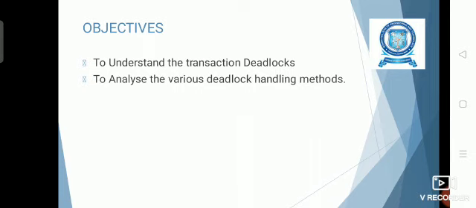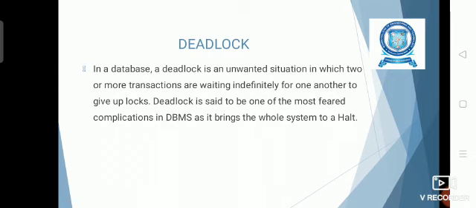First of all, let us see what is meant by a deadlock. In a database, a deadlock is an unwanted situation in which two or more transactions are waiting indefinitely for one another to give up locks. Deadlock is said to be one of the most feared complications in database management systems, as it brings the whole system to a halt state.